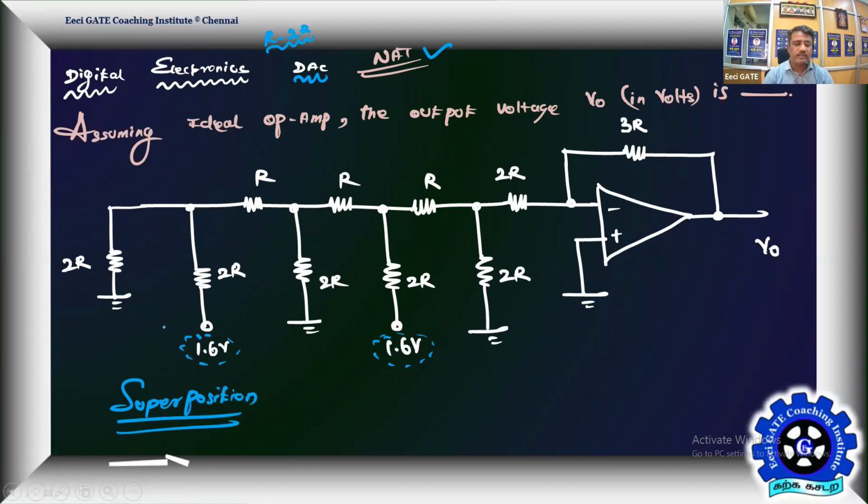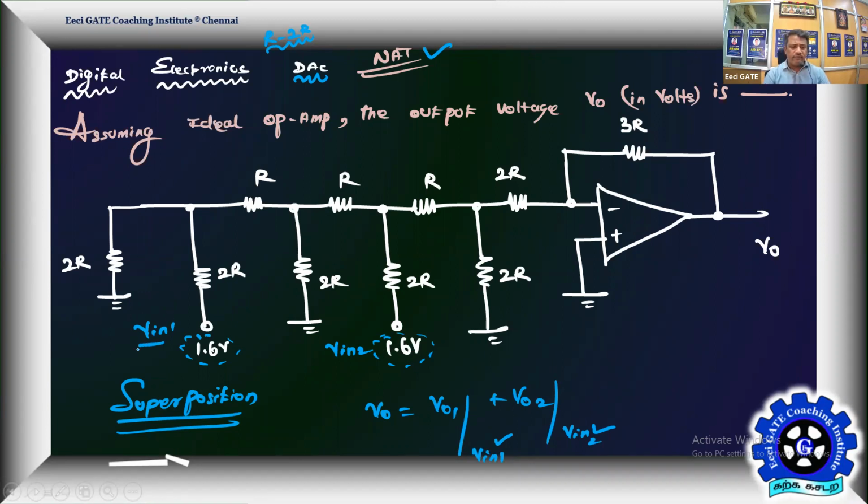Apply superposition. Take this as a signal V in 1 and take this as a signal V in 2. Activate them one by one. Then you will get V0 as V0 1 plus V0 2, so V0 1 due to V in 1 alone and V0 2 due to V in 2 alone. That's the plan. So let us switch off V in 2, enable only V in 1, and get the response V0 1. Then switch off V in 1, enable only V in 2, and get the response V0 2.